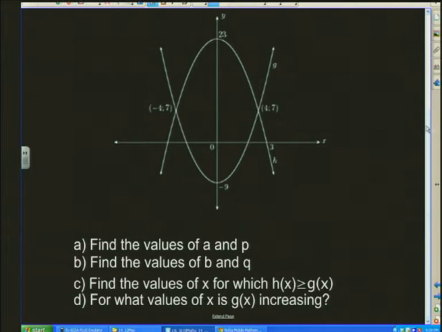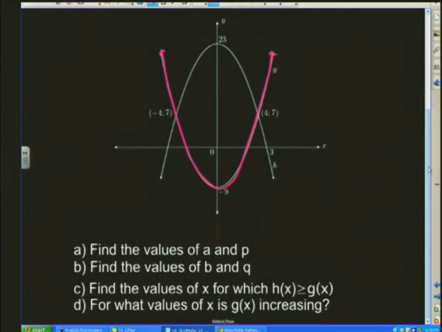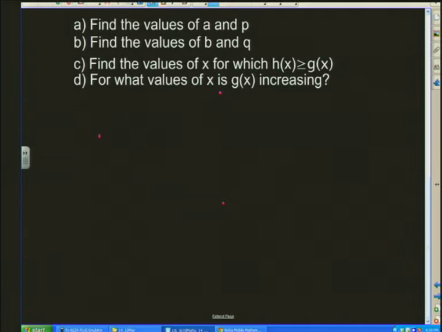So that's going to be the one. Let's just draw it in pink. That's going to be the first one we're looking at. Okay. All right. Now find the values of a and p. Now if you look at what they've given you, they've told you g of x is equal to ax squared plus p.